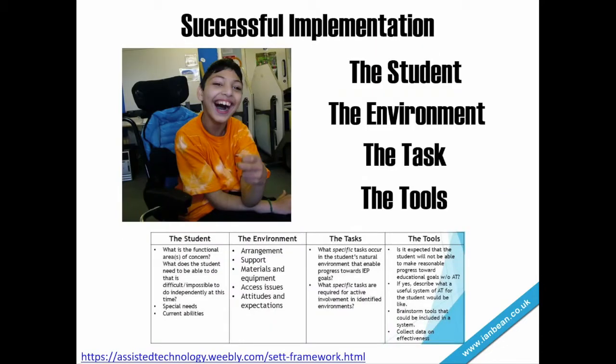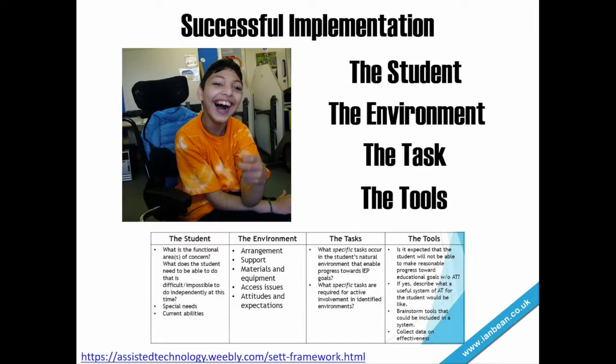Whenever we're thinking about using technology with students who have additional support needs, it's useful to have a framework to work to, something which can guide the way that we think about the kind of technology we'll use, how we'll introduce it. And my favourite framework of all, and I've used this for many years, is the SET framework. SET stands for Student, Environment, Task and Tools. It helps focus our mind on what's important during this process and to decide some priorities.